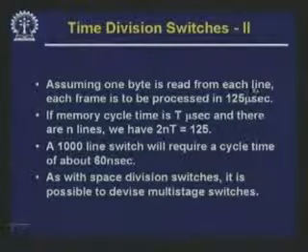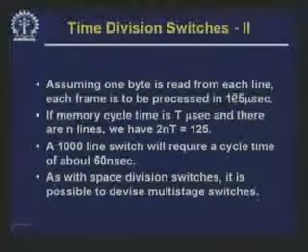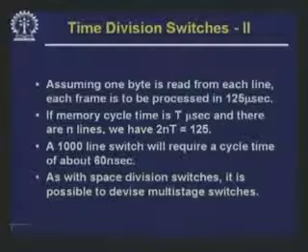Now, just one more thing: assuming 1 byte is read from each line, each frame is to be processed in 125 microseconds. Remember how this 125 microsecond comes about? Remember we talked about the voice channel, and each voice channel requires a capacity of 64 kilobits per second. So, 64 kilobits per second means, in 1 second there are 64,000 of them. So, it would be 64 kilobits per second if we handle 1 byte at a time. So, it will be 8 kilobytes per second, and 1 over 8 kilobytes per second would be 125 microseconds.